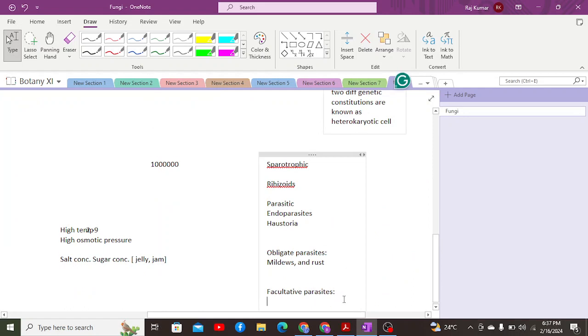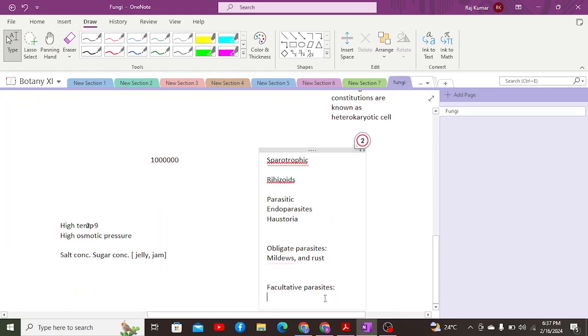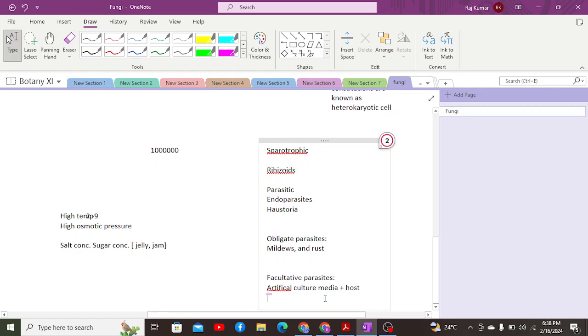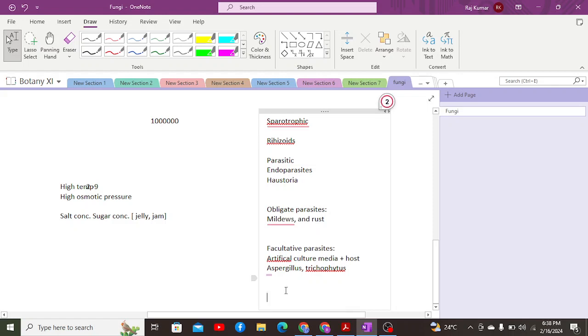Another example is facultative parasites. Facultative parasites can live on the host, inside the host, as well as inside an artificial culture media. Artificial culture media plus host, right? Examples of this include Aspergillus and Trichophyton. These are examples of facultative parasites.